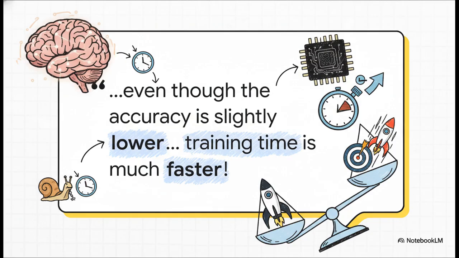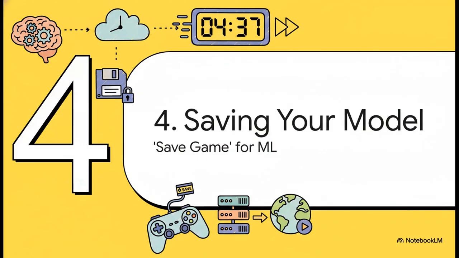You get incredible speed. You get feasibility. It's the difference between having a model that actually finishes training and one that just sits there and crashes your computer. All right, we did it. Our model is trained, which might have taken a good while.